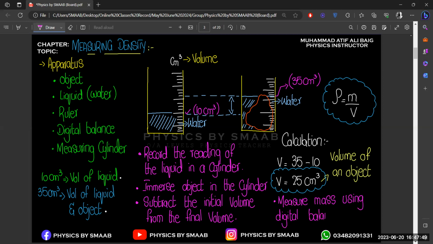And when we find out both quantities, that is mass and volume, our final step is to substitute in the formula, right? So this is our final step. We need to substitute the values in this formula and we can easily find out the density, right? So this is the method to find out the density. Okay.